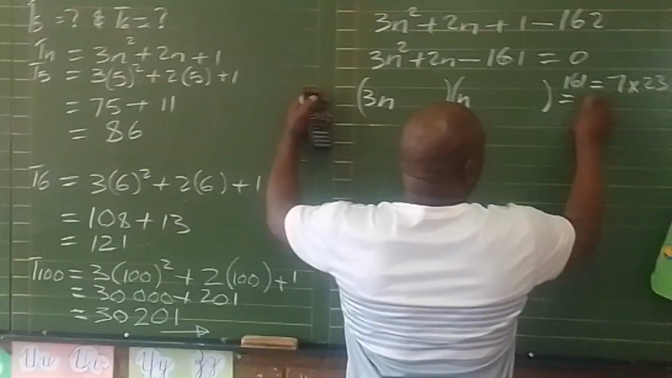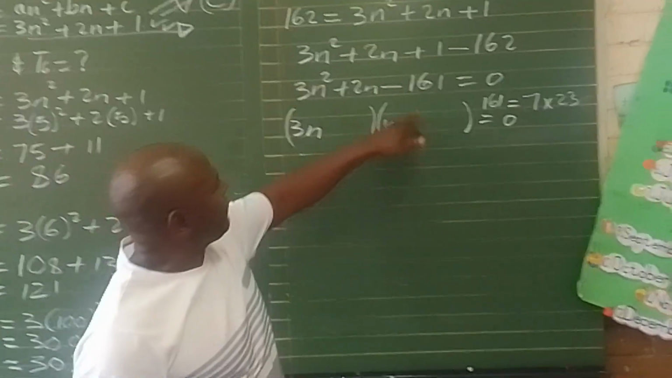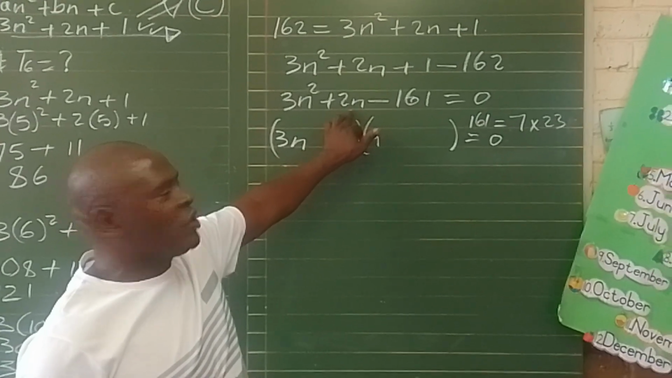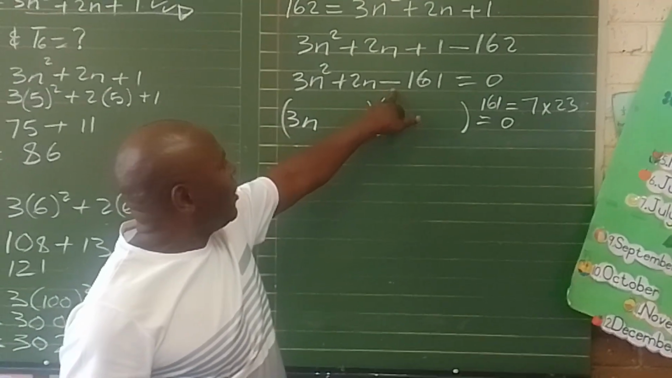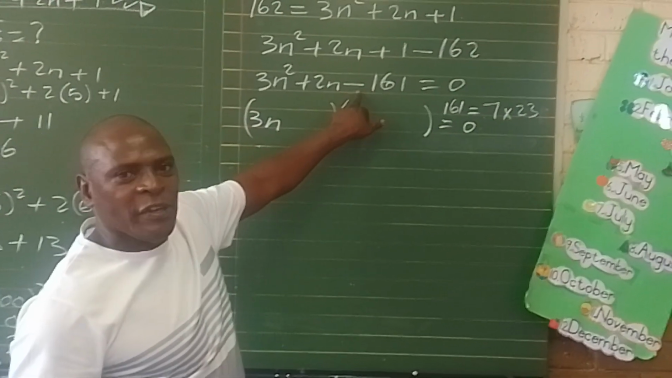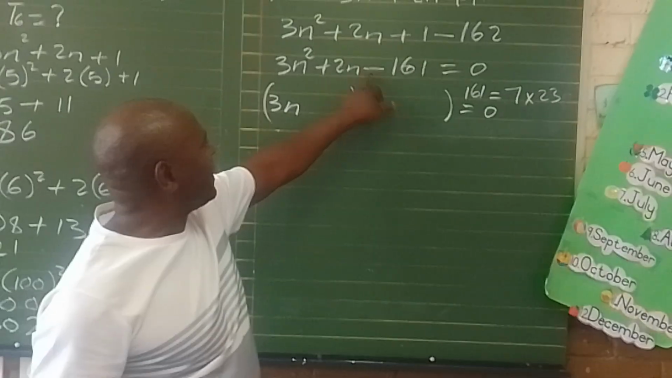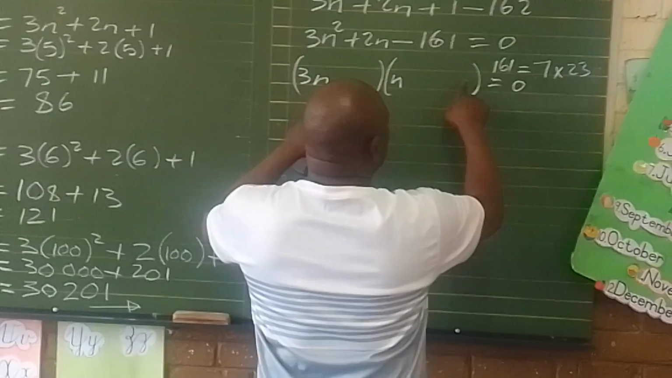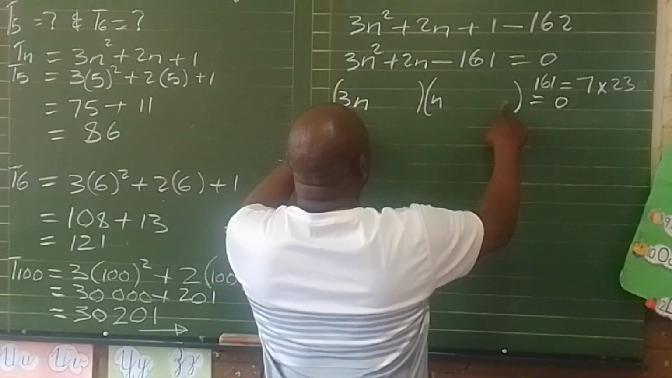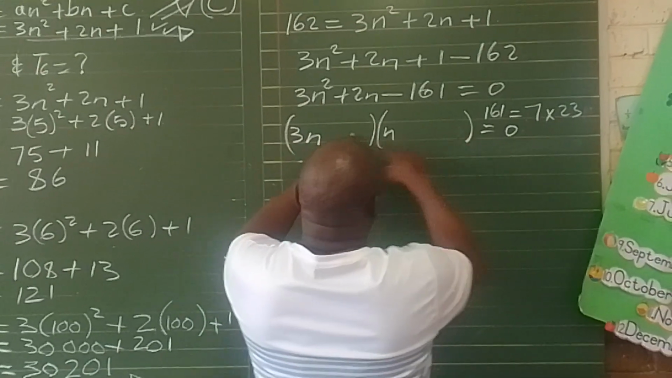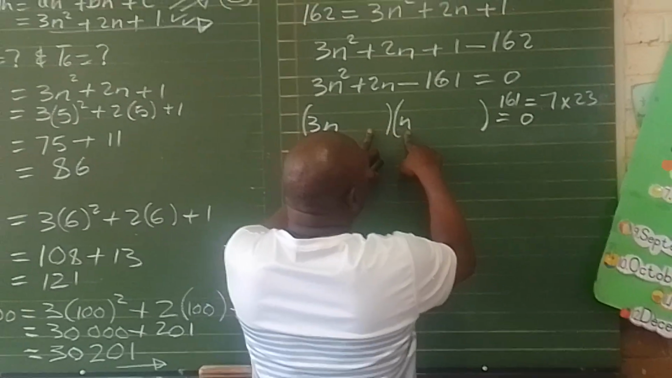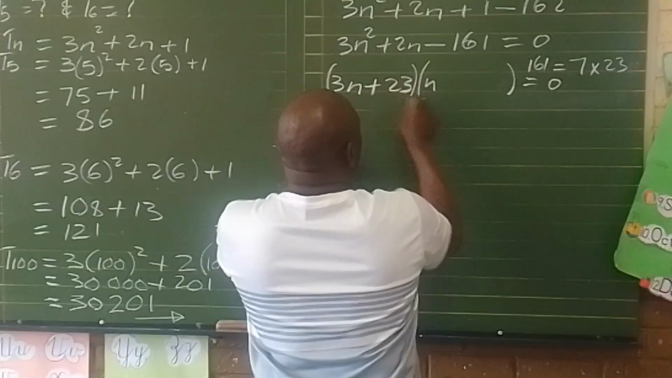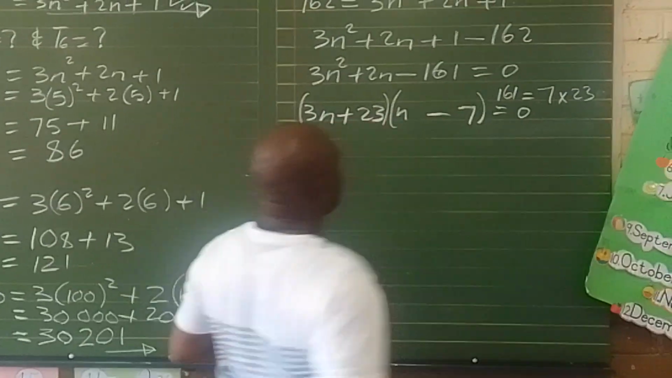And equals to 0. Now we say the factors of 161 that are going to give us a middle term, which is 2. But out of those factors, the signs must be different. The bigger one must have a positive. Which one is going to be big? If you put a 7 here, 7 times 3 is 21. If you put a 23 here, 23 times 1 is 23. So 23 is bigger than 21, which is from 7.